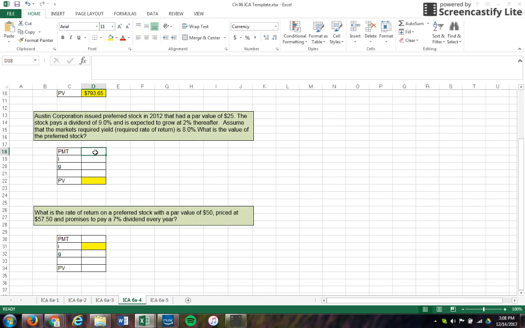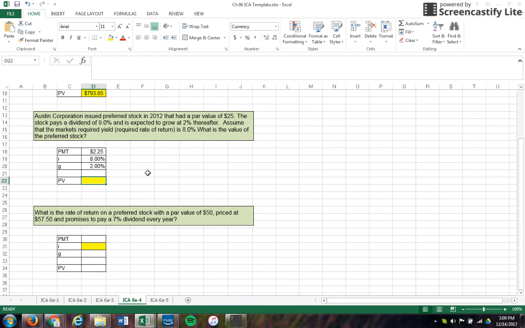Okay, well, the first thing is we know we have to find our payment. We know the par value in the stock is $25, and the payment on it is 9%. So we want to take 9% of 25. So that gives us a payment of about $2.25. We have an interest rate or a market rate of 8%, and we have a growth rate of 2%.